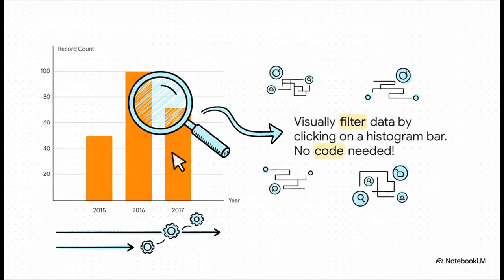Okay, this is where data prep just feels kind of magical. See, it automatically creates these visual charts for your data. You notice the years there? If we want to focus on just the 2016 data, you don't write a single line of code. Nope. You just click on the bar for 2016 and bam, data prep instantly suggests the right filtering step for your recipe. It's just that intuitive.